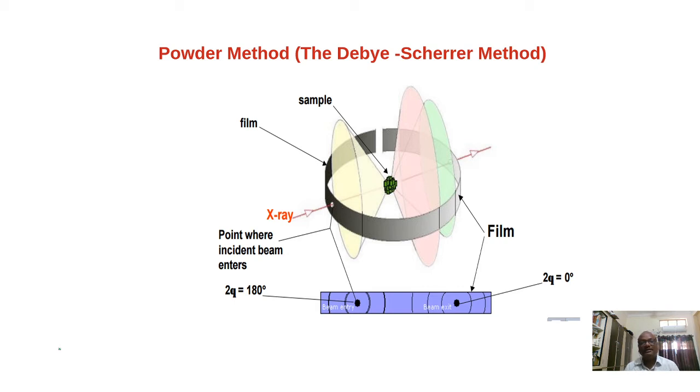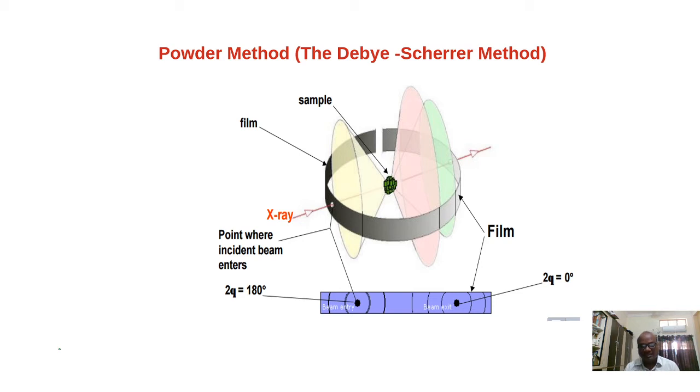tube. X-rays are allowed to fall on the surface of the capillary tube. Since the crystal powder contains many particles which are oriented in many directions, different planes will be oriented in different directions. So we will observe the reflection of X-rays from different angles.